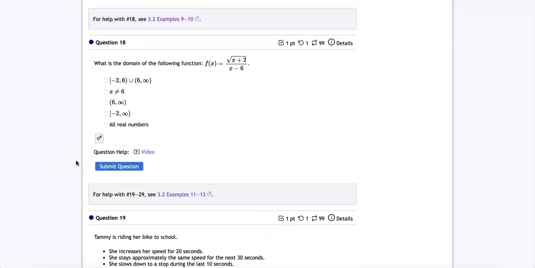Okay, in the case of number 18, this one's a little tricky because we have both a denominator issue and an even root. So we want to say that any value of x is okay as long as it does not give you a problem with the denominator or the even root. So let's consider the two things that we want to watch out for. So we would say that x plus 2 needs to be greater than or equal to 0 because of the radical, and that x minus 6 cannot equal 0 because it's in the denominator.